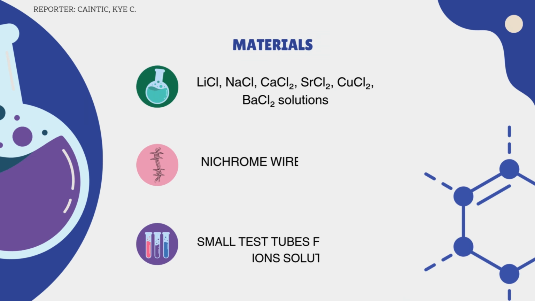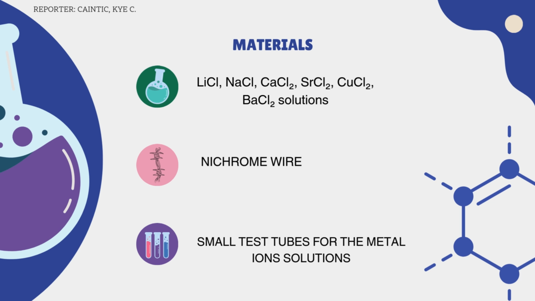In this experiment, we need to have these materials: metal ion solutions, nichrome wire, and small test tubes. Each material serves an important purpose. For the metal ion solutions, we need to have lithium chloride, sodium chloride, calcium chloride, strontium chloride, copper chloride, and barium chloride. These solutions contain the metal ions that produce unique flame colors, allowing us to identify each metal.